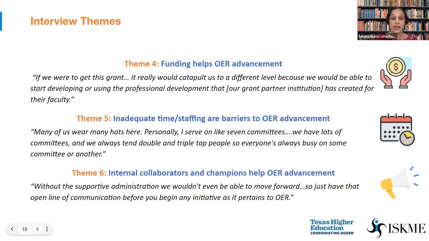Internal collaborators and champions help OER advancement. As you've probably seen in other research, institutions were able to move forward with OER when they were able to create these cross-campus collaborations. Administration could be very powerful supports, including in finding funding for OER internally, but also collaborations with student success offices, and collaborations with bookstores and registrars to help with course marking. The more collaborations, the better. Next slide.